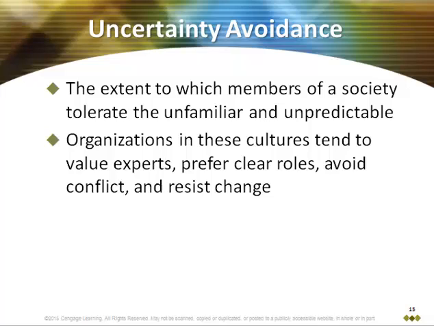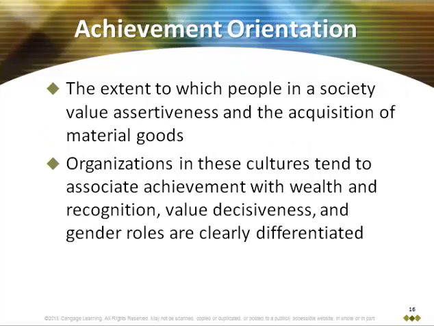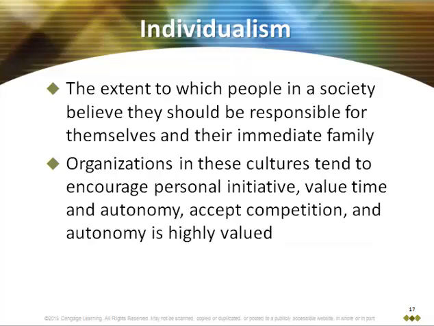Uncertainty avoidance. How well you tolerate what's unfamiliar and unpredictable. I would imagine uncertainty is the name of the game at, say, Google and Apple. Achievement orientation. And finally, individualism.